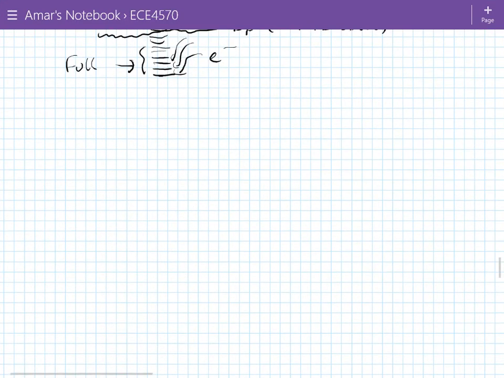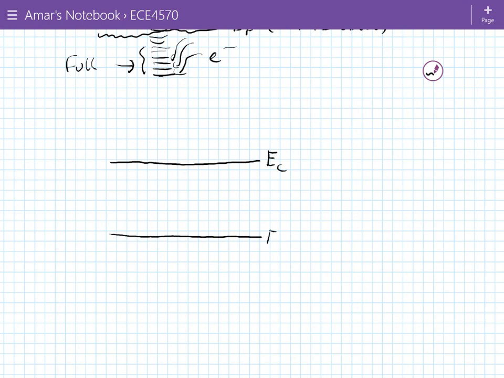So we've been drawing our band diagrams. Last time we drew a band diagram, we said there's a simplification. Our simplified band diagram will look like this. We have EC and EV, and then we have the band gap in between them.